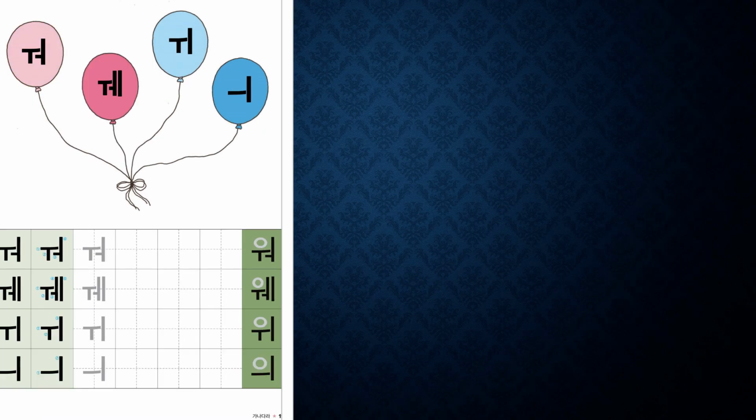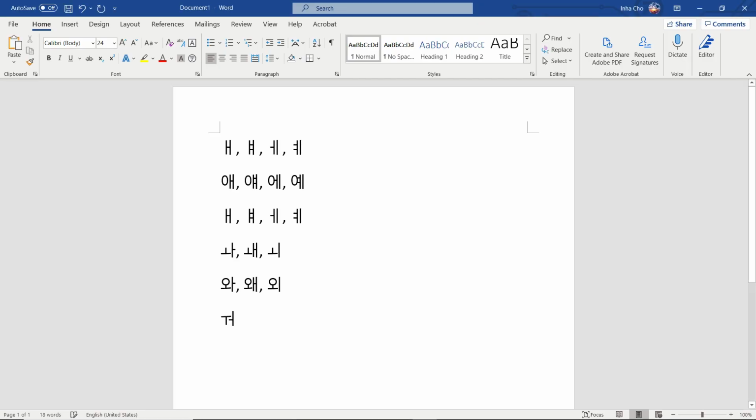Alrighty, page 19. I'm gonna keep going. We have wo, we have where, we have we, and then we have ui. No homophones here, but they're all spelled differently and pronounced differently. So we have wo, where, we, and then finally ui.